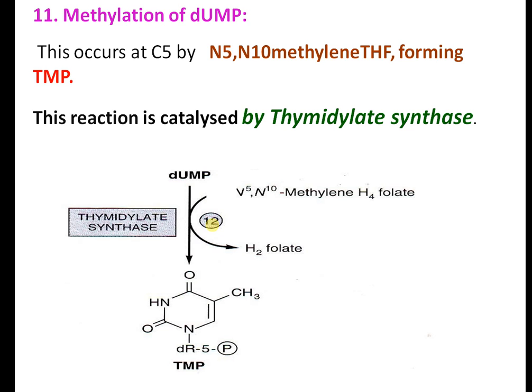Next is the methylation of UMP. dUMP is converted to TMP by thymidylation, a very important and crucial step. Deoxyuridine monophosphate is converted to thymidine monophosphate by the enzyme thymidylate synthase.